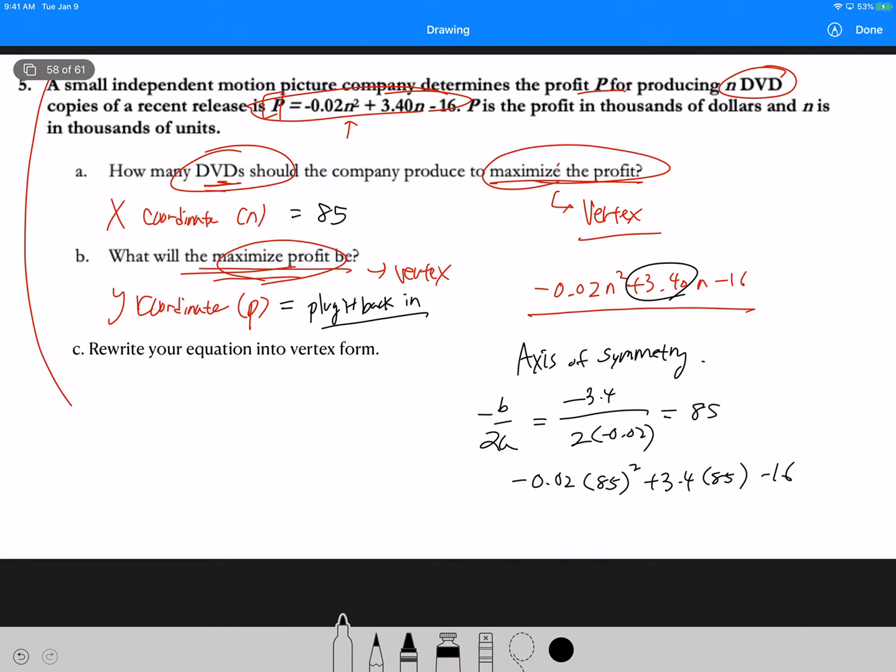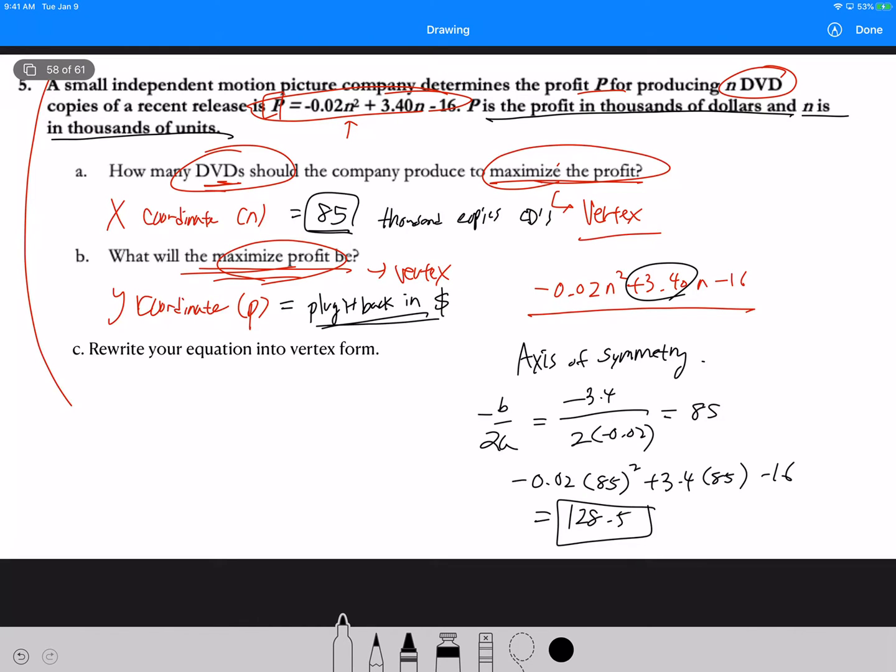Okay, so now what I get here is my final answer as 128.5. So this means I need to sell 85,000 copies because N is in thousands of units, 1,000 copies of DVDs. And to plug it back in, this is going to be dollars, but it's in thousands of dollars.